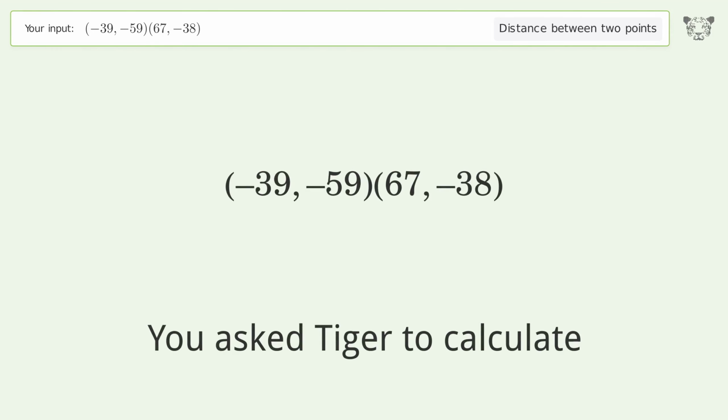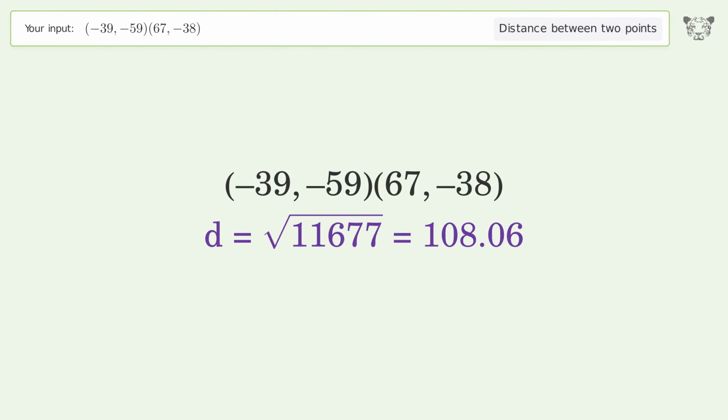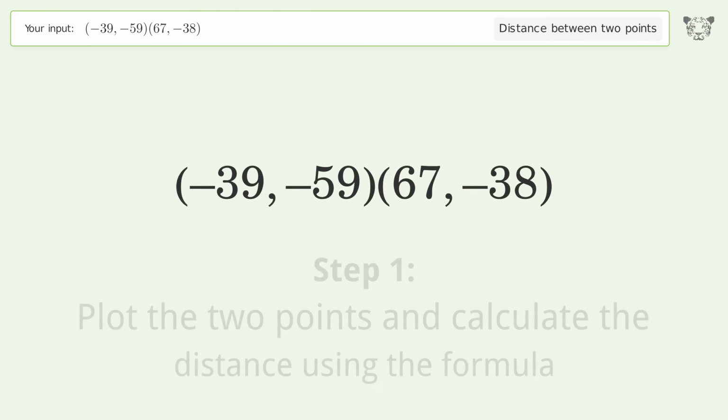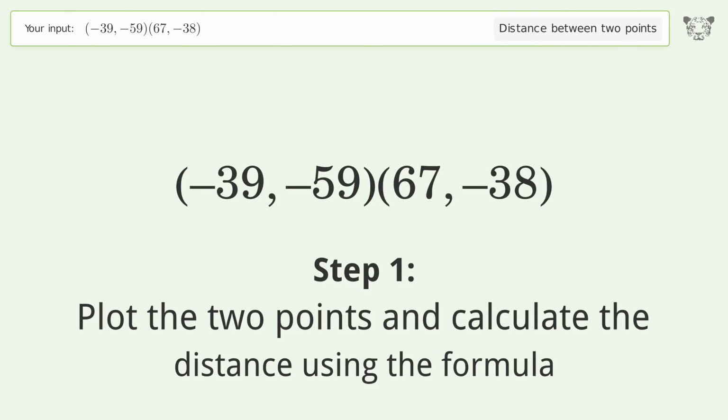You ask Tiger to calculate. This deals with the distance between 2 points. The distance between the 2 points is the square root of 11,677 or 108.06. Let's solve it step by step. Plot the 2 points and calculate the distance using the formula.